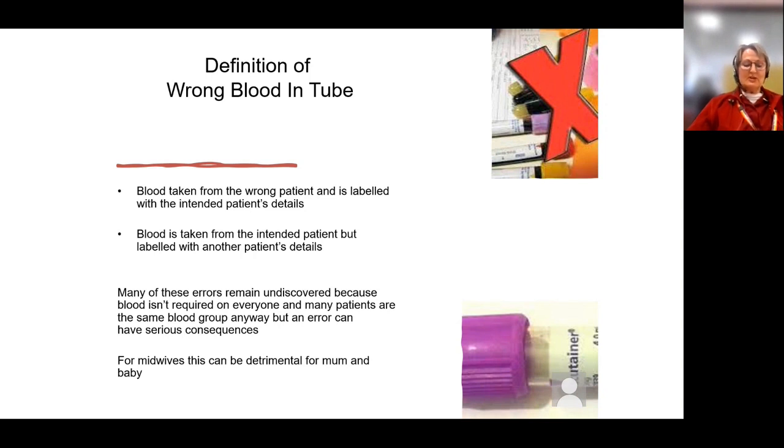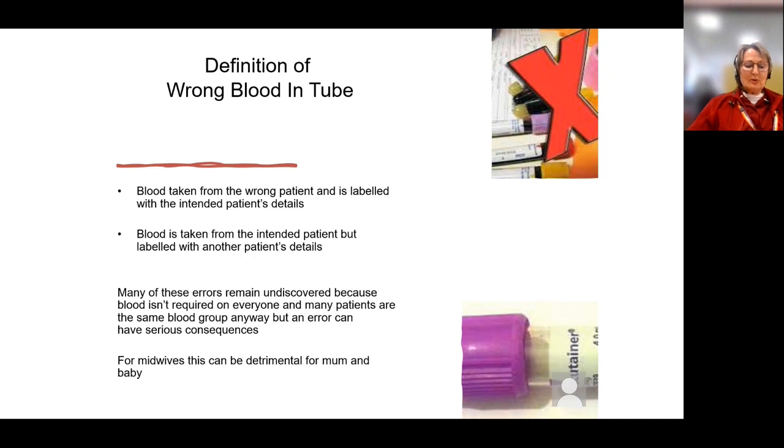Remember too that haematology and chemistry wrong blood in tubes can be just as dangerous, because if you get the wrong haemoglobin, you can be transfusing somebody unnecessarily. Wrong chemistry, you get wrong sodium. The potential is terrible to think about.